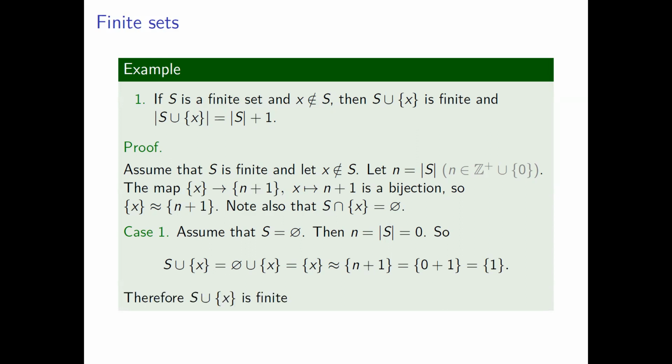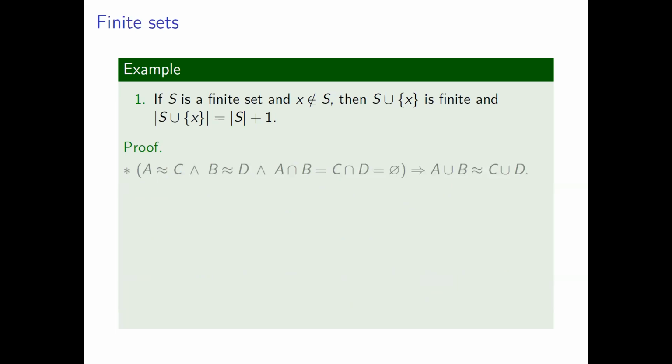Since a singleton set is finite because it has one element, this proves that S union the singleton with element x is finite. Moreover, the cardinality of S union the singleton with element x is equal to 1, which is equal to 0 plus 1, which is equal to the cardinality of S plus 1. This proves the result for case 1.